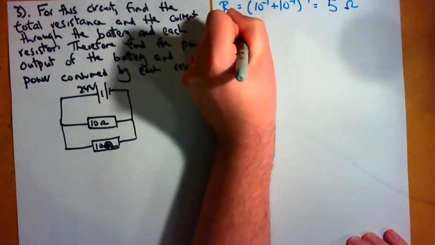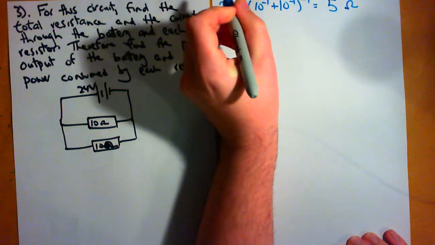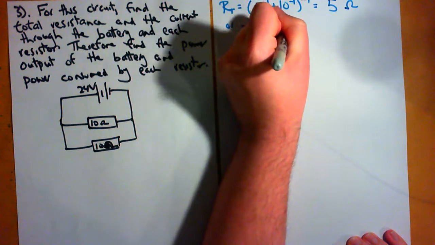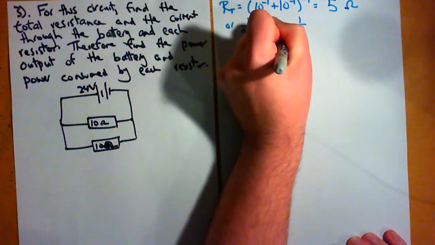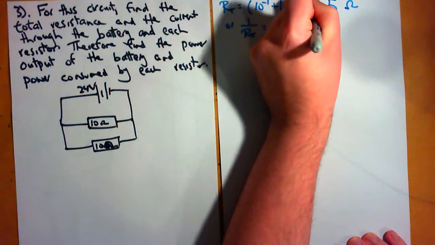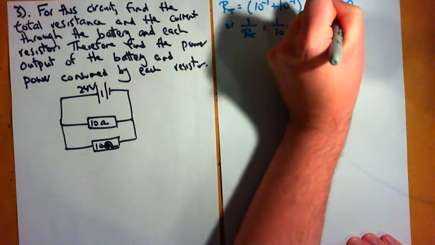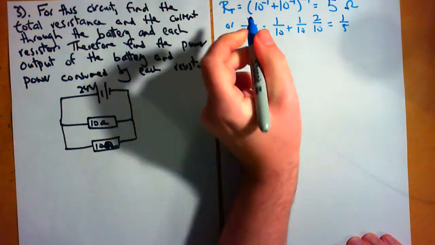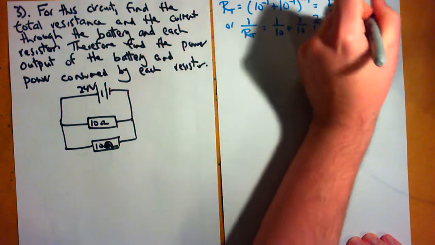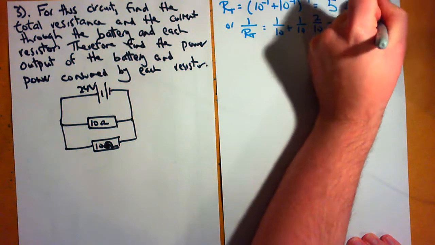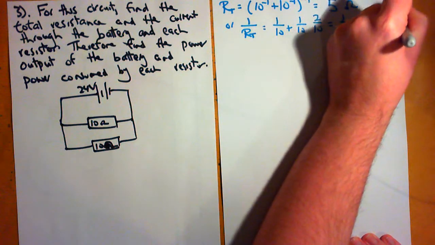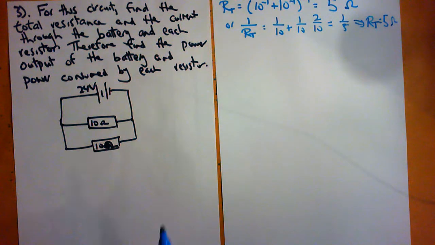Or we could work this out as 1 over RT equals 1 over 10 plus 1 over 10. 1 over 10 plus 1 over 10 is 2 over 10, which is 1 over 5. So 1 over RT is 1 over 5, and that gives us the total resistance is 5 ohms. Okay, so we can replace these two 10 ohm resistors with a single 5 ohm resistor, which is in series with the 24 volt battery.